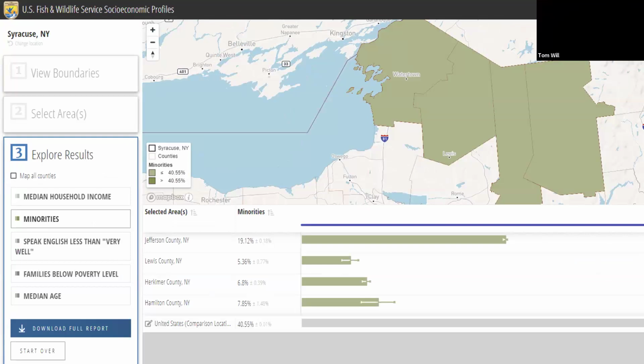Similarly, we see Jefferson County has a higher proportion of minorities than the other counties in my report here, almost 19%. So perhaps in Jefferson County, more bilingual or multilingual approaches would be needed, or perhaps you'd want to have someone from your organization that more represents the community you're working in, be a liaison and interacting with that community.